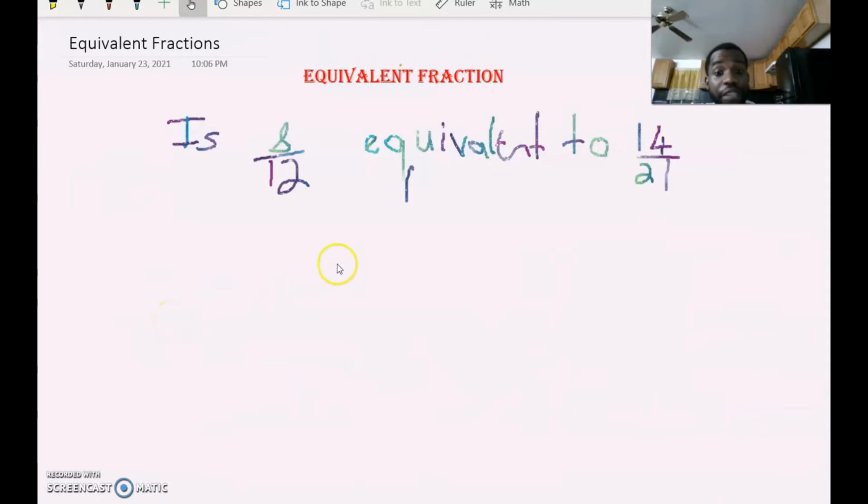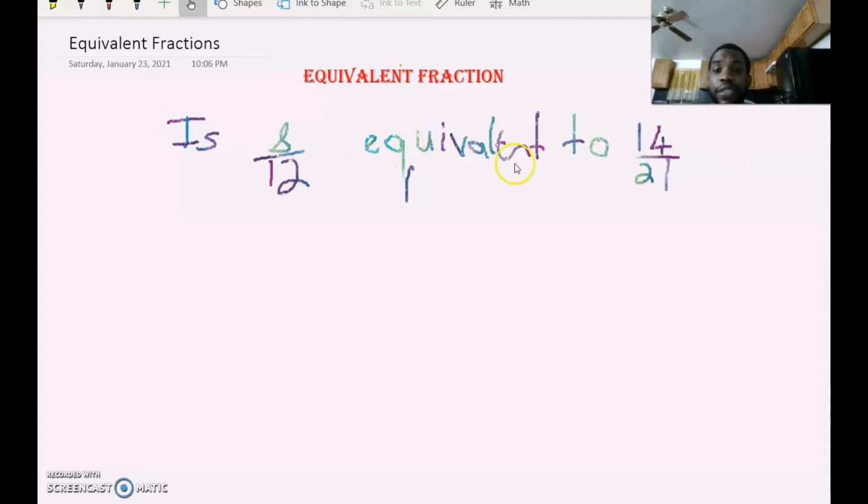Sometimes equivalent fractions can be a bit tricky. For example, is 8 twelfths equivalent to 14 over 21? When we look at it, there is no direct value we could look at and say that we multiply 8 by to get 14 and 12 by to get 21. So it doesn't always have to be a whole number that we multiply by. I could multiply by 1.5, I could multiply by 0.7.